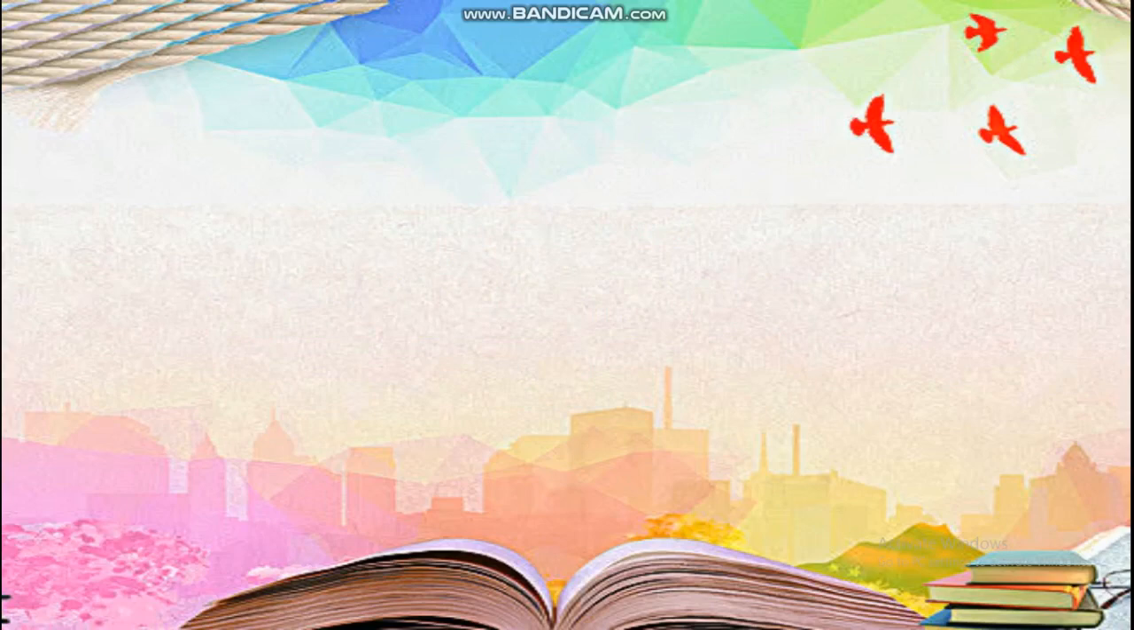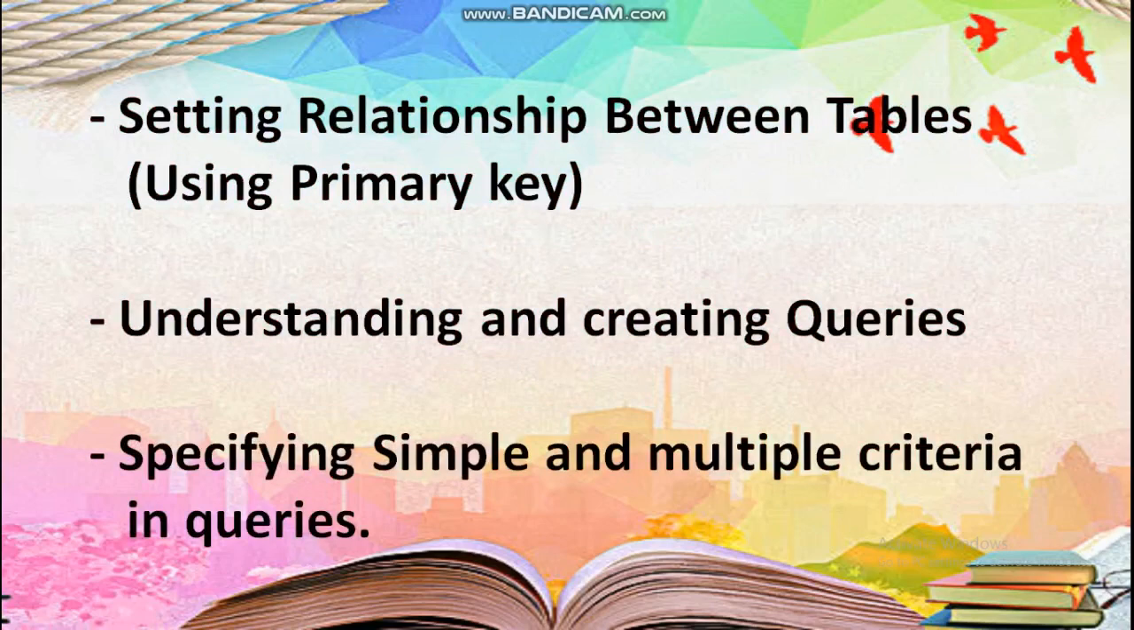In this chapter, in this part, we will learn how to set relationship between the tables by using the primary key. After that, we will learn about the concept of queries and how to create them and how to use them in an advanced manner. So let us start, students, with the first topic of learning, that is setting relationship between tables.